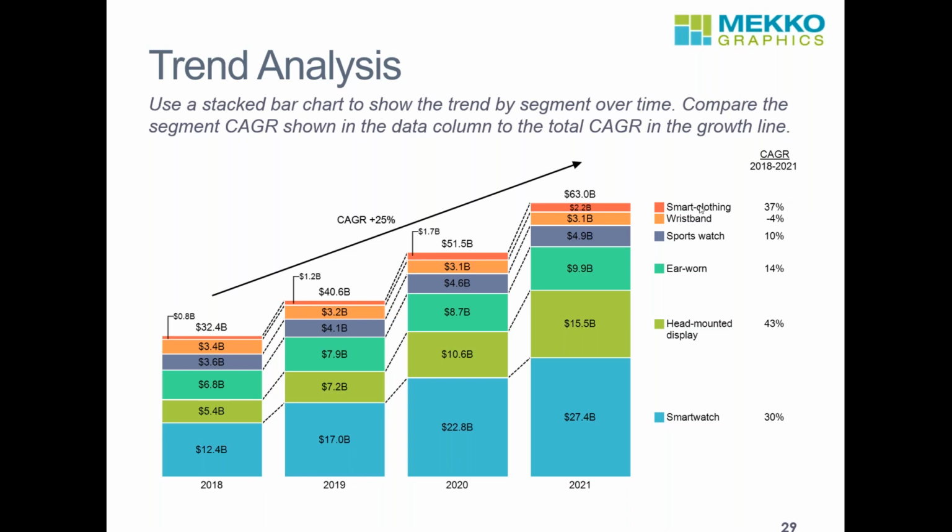So I've got my data in my chart, my legend to the right, and the CAGR right next to the legend. So very easy to show overall growth and individual item growth in a chart like this.